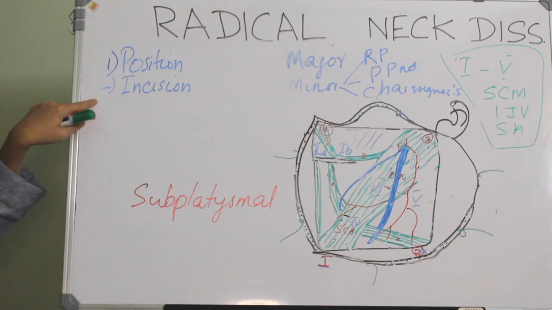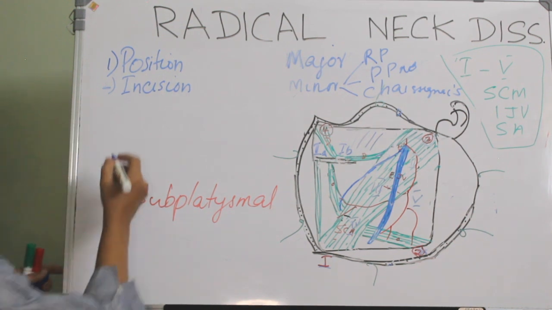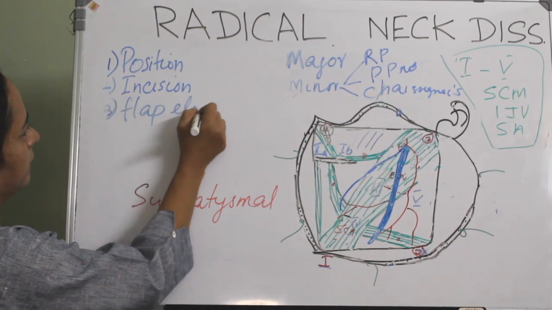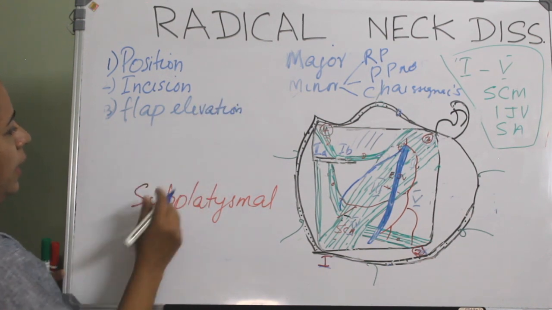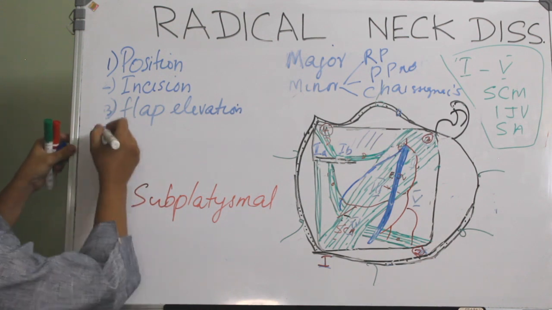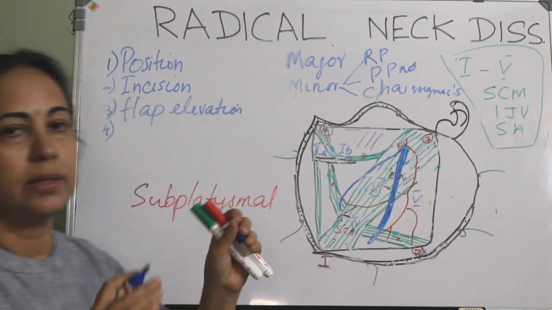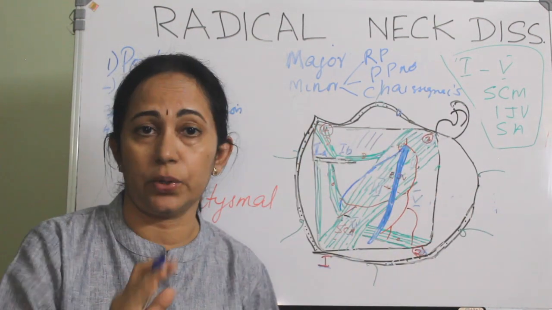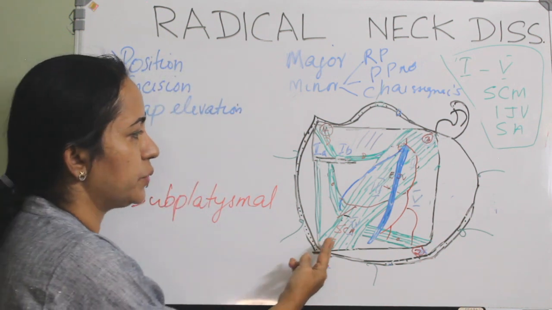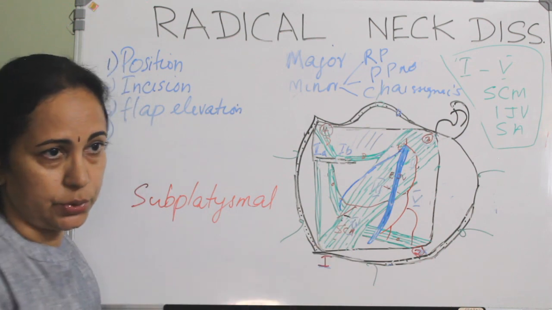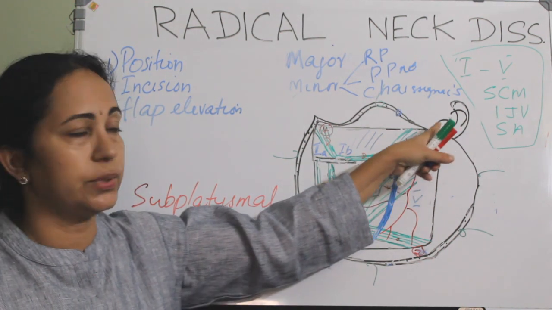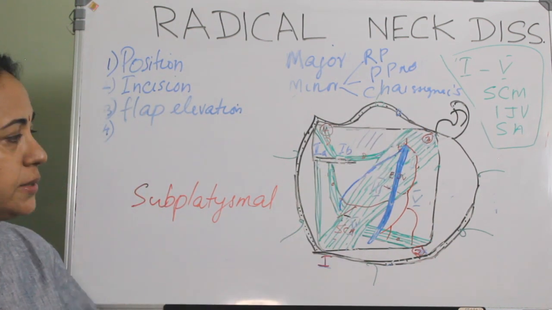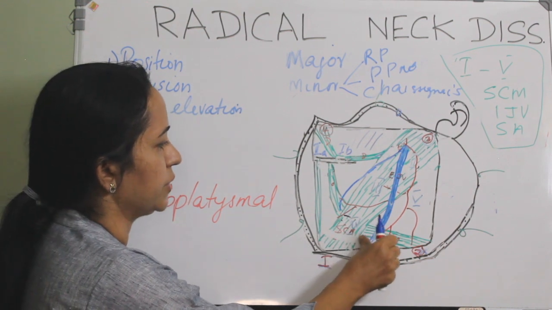Okay, so after incision we are elevating the flaps, flap elevation in a subplatysmal plane, and after that what are we doing? Actually this investing layer of deep cervical fascia is coming and covering the sternocleidomastoid on both sides. Okay, so we have to divide that fascia over the sternocleidomastoid from the sternal and clavicular head up to the tip of the mastoid. So first you divide the fascia, and after that the lower border of sternomastoid has to be divided.